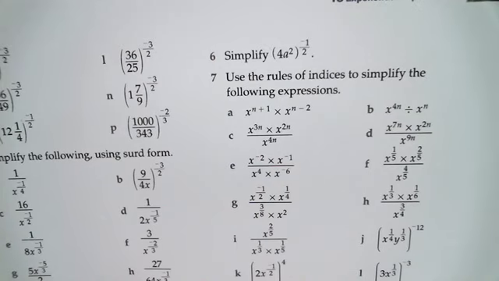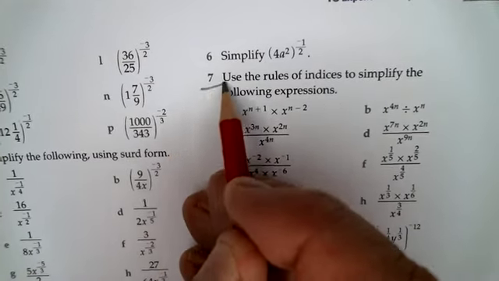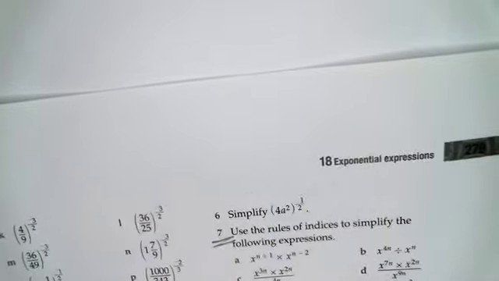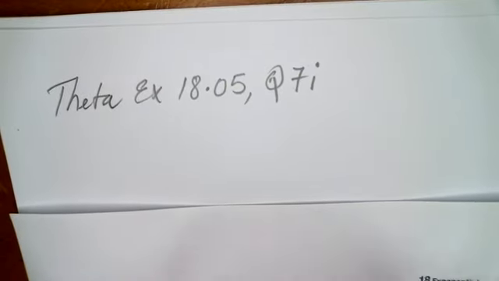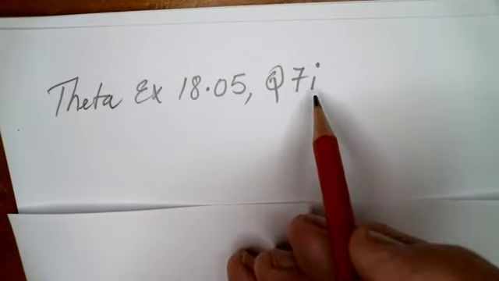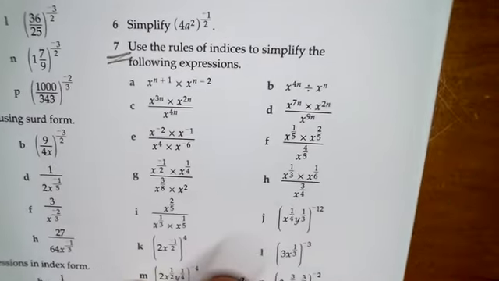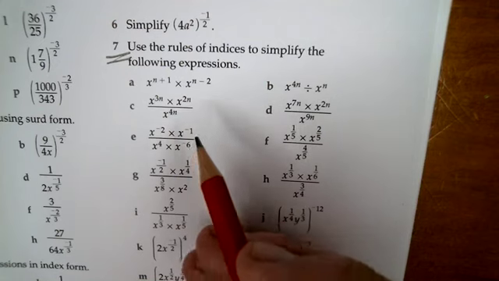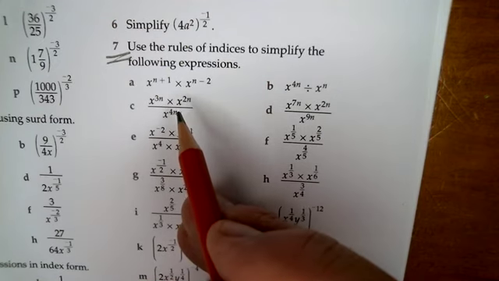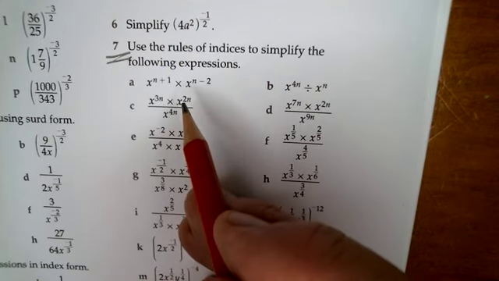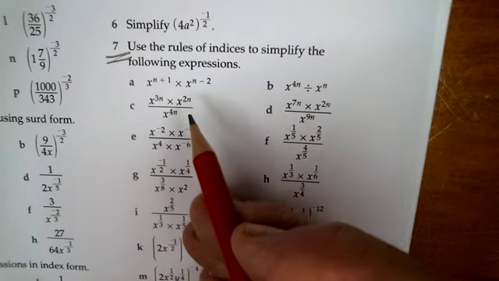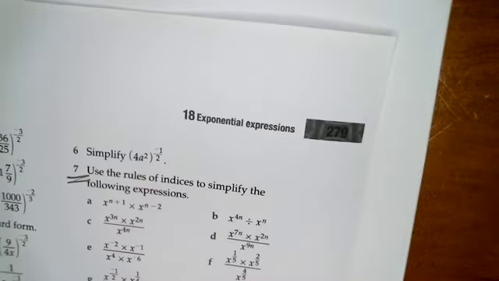All right, let's take a look at question 7. Now, this one here is from the Theta Mathematics 18.05. We'll look at 7i. So the first few here are all based upon the idea that if you have the same base and you're multiplying or dividing, you can simply add or subtract the powers.